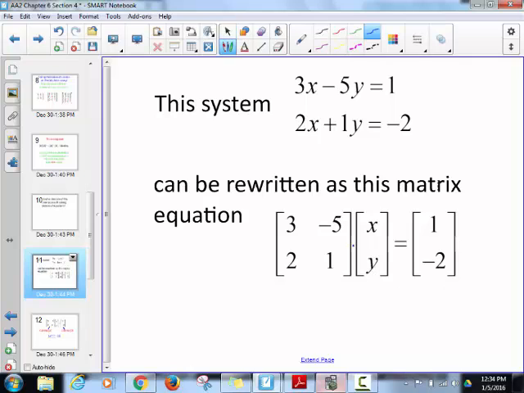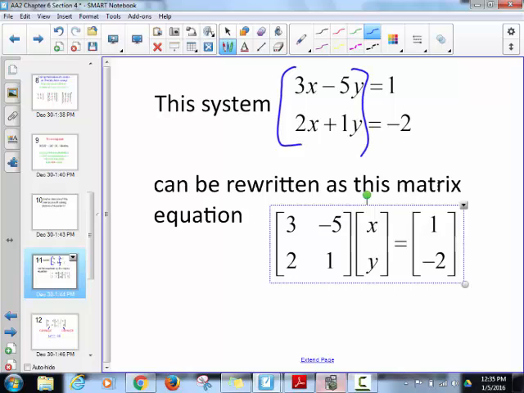Because if I were to multiply these, I would take this row times this column first. So I'd get 3 times x, plus -5 times y, which is this right here: 3x and a -5y. So that's why I'm able to write it like that. So we basically just put a matrix for these with just the coefficients: the 3, the -5, the 2, and the 1. And then I write in this matrix, this xy, and that's going to equal a matrix of our solutions, this 1 and -2. So I put that down here.